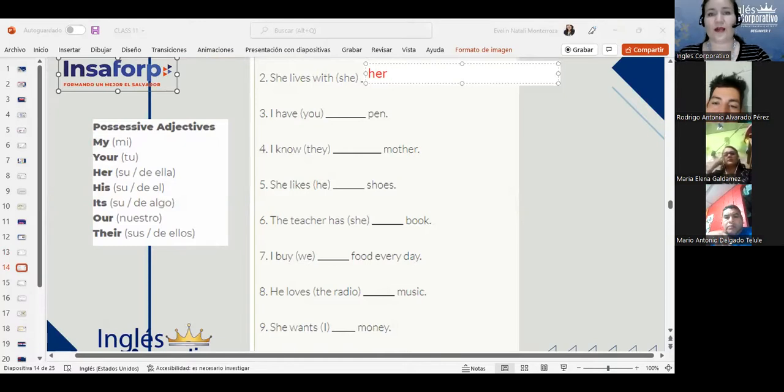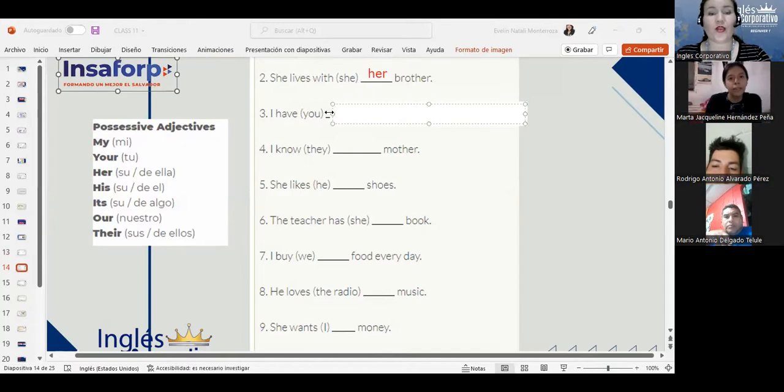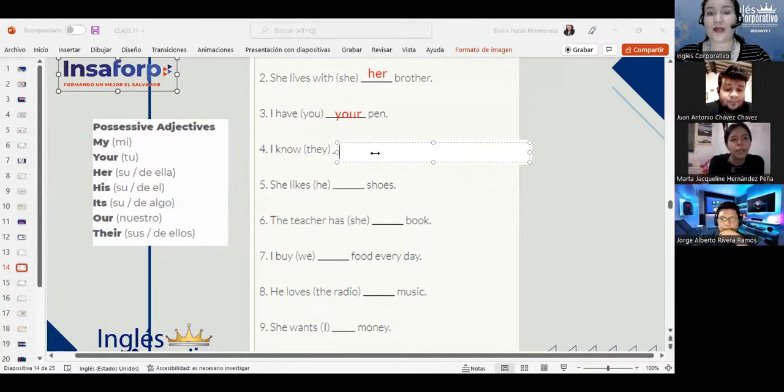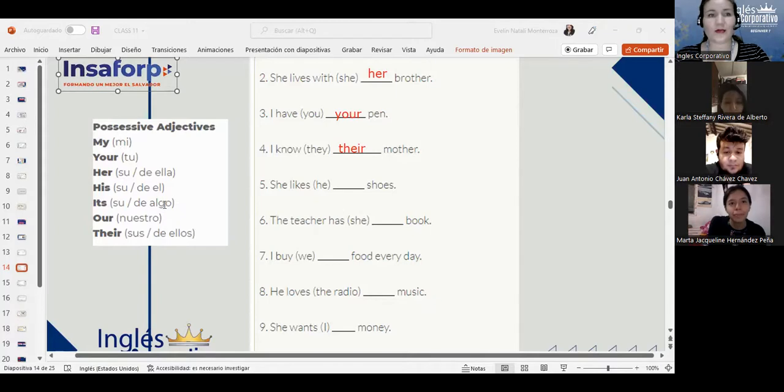With her brother, right? I have your pen. I know their mother. I know their mother, su mamá. She lives, she likes.